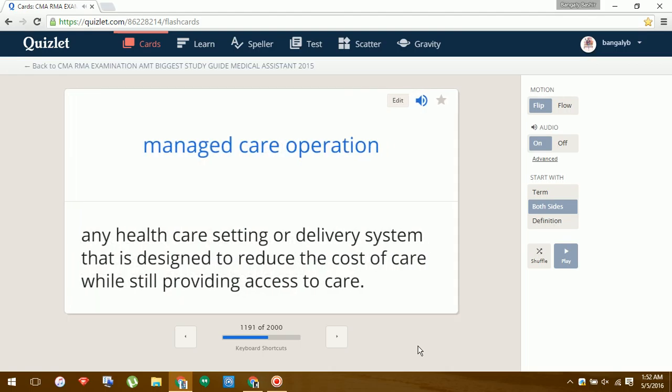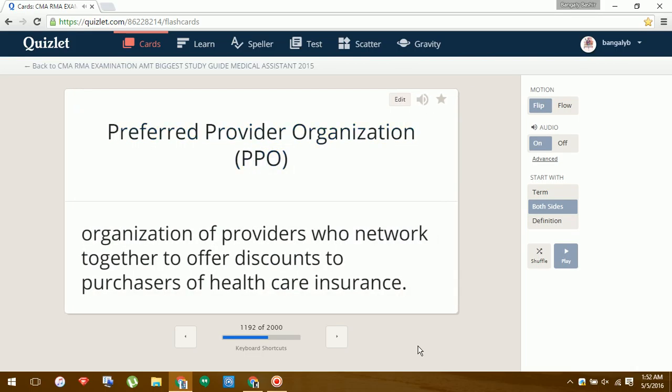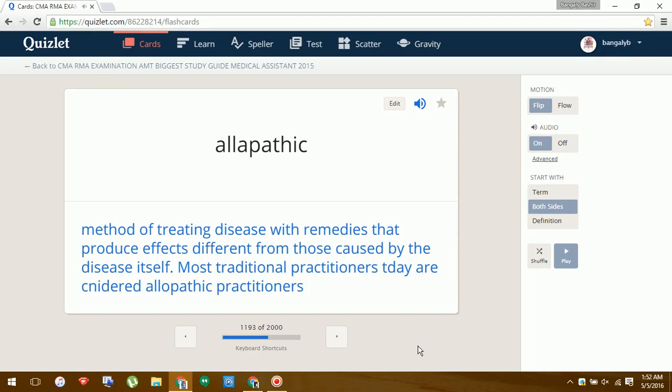Managed care operation. Any healthcare setting or delivery system that is designed to reduce the cost of care while still providing access to care. Preferred provider organization. Organization of providers who network together to offer discounts to purchasers of healthcare insurance. Allopathic. Method of treating disease with remedies that produce effects different from those caused by the disease itself. Most traditional practitioners today are considered allopathic practitioners.